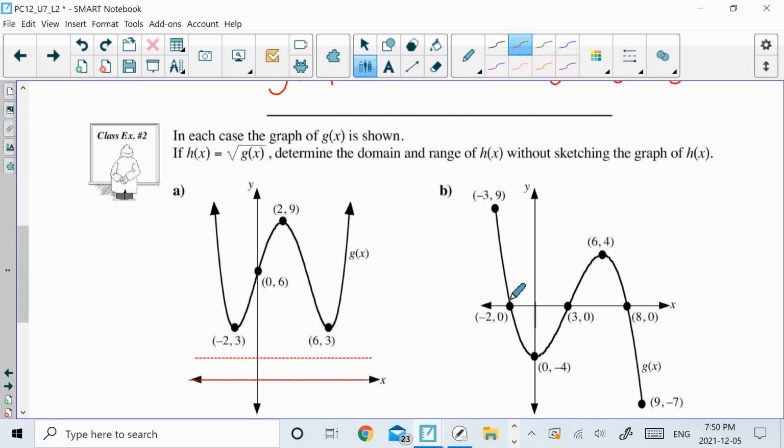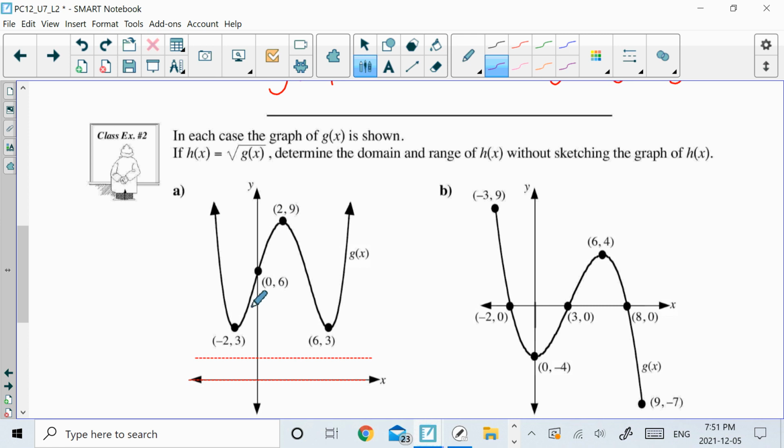Okay, let's look at this last class example. So now we're given the graph of g of x. This is the graph of g of x, and it says, what is the domain and range of the graph of h of x? And h of x is going to be taking g of x and putting it under a radical sign. So it says don't sketch it, but I find it's often helpful to visualize what the sketch would be.